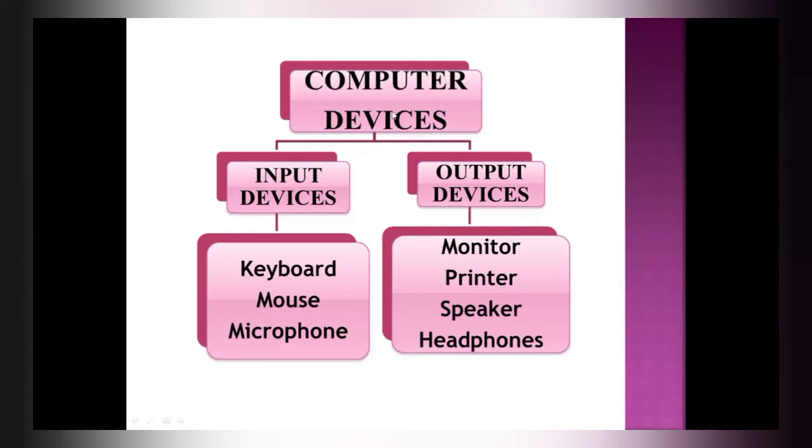So computer devices are divided into two groups: input devices and output devices. Input devices are used to enter information into a computer, and output devices are used to give output on a computer.